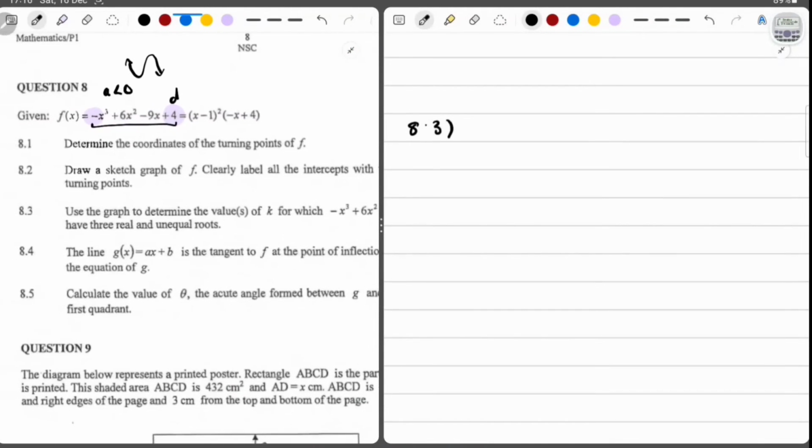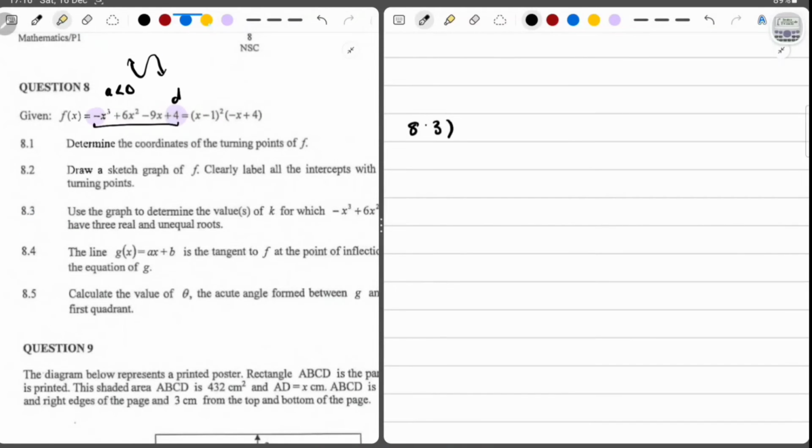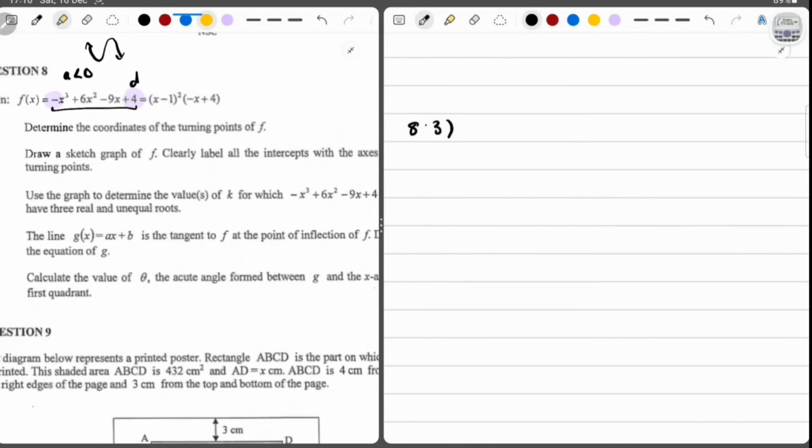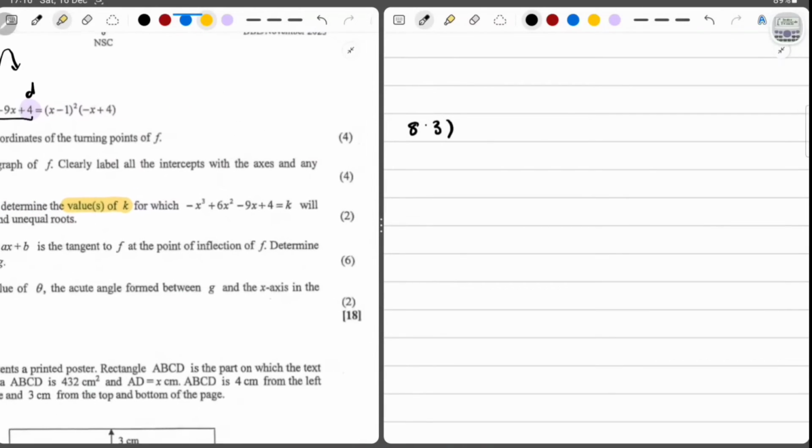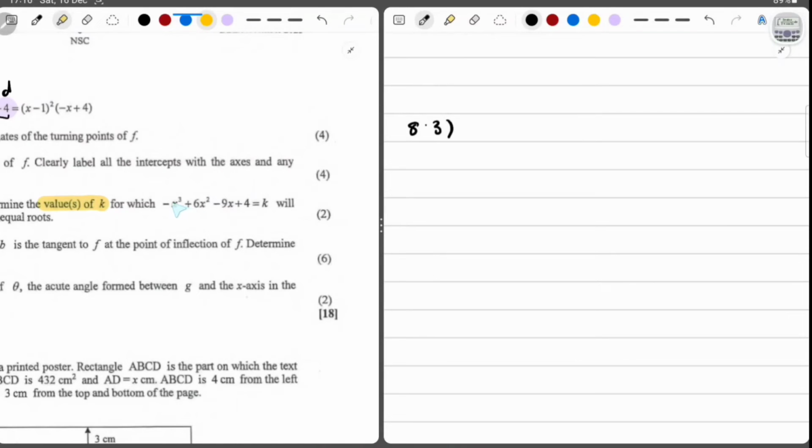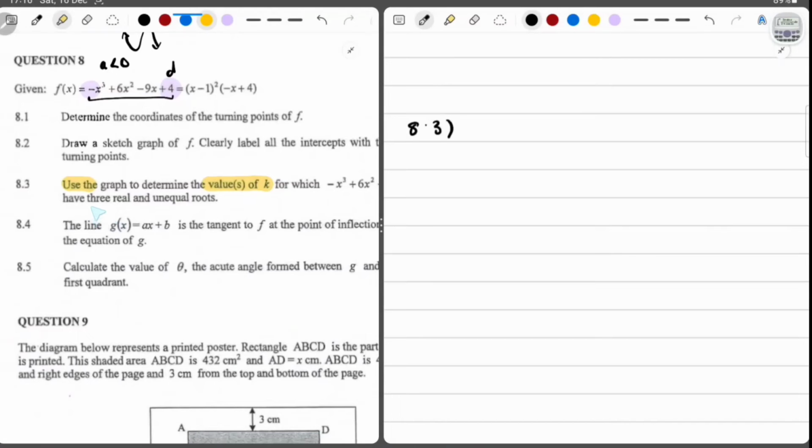Okay, next question. Question 8.3 says this. So it says you have to use the graphs, right? Use the graphs to determine the value or values of k, for which this, it's still the same function, but they're making it equal to k, will have 3 real and unequal roots. So they have to be real and unequal.